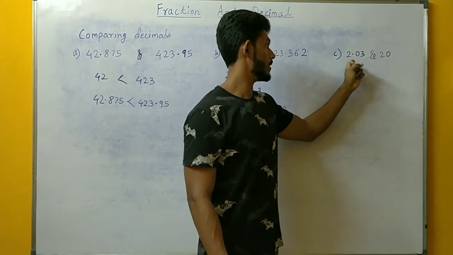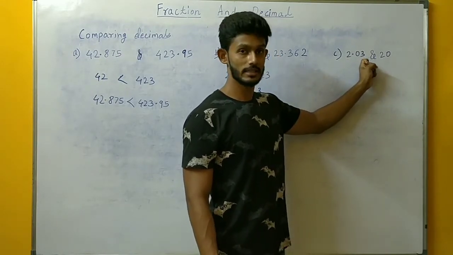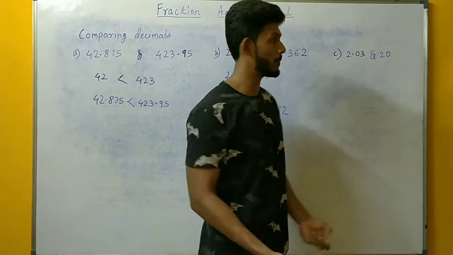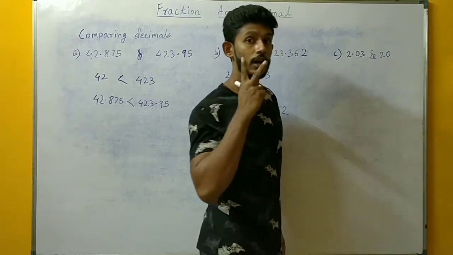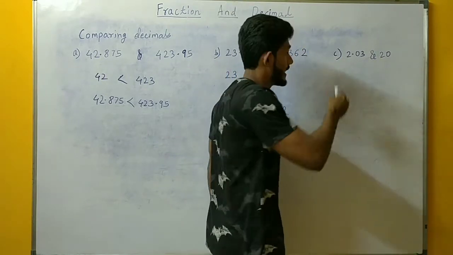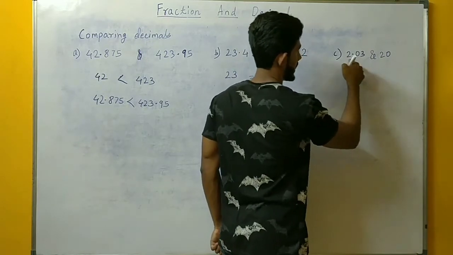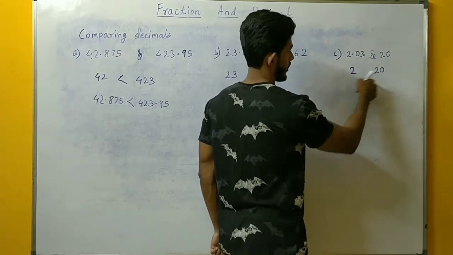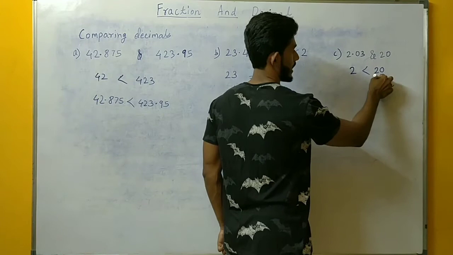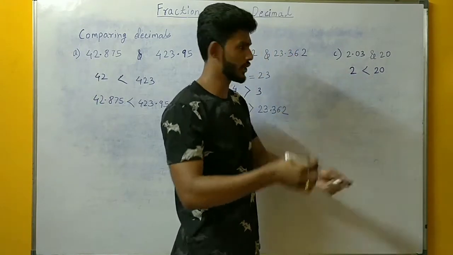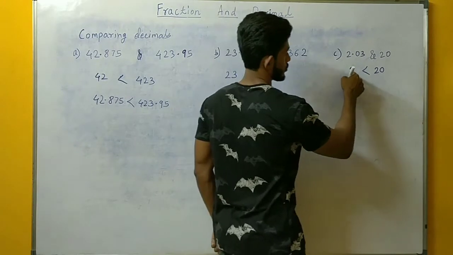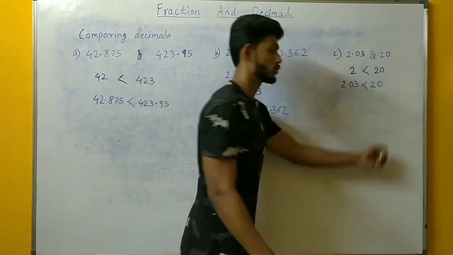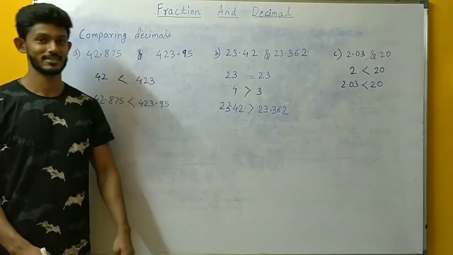Now in these numbers, 2.03 and 20, as you can see here in this number we don't have a decimal point, and we all know that this number is 20 and this number is 2.03. That means over here we'll take 2 and this is 20. Since there is no decimal point, we'll take this number directly and compare. We all know that 2 is less than 20. 20 is basically 20.0, which is 20. And since 2 is less than 20, we can say that 2.03 is less than 20. So this is how we compare the decimal numbers.